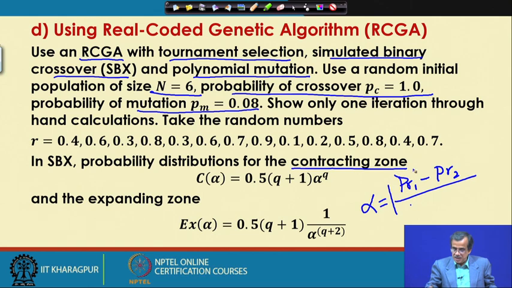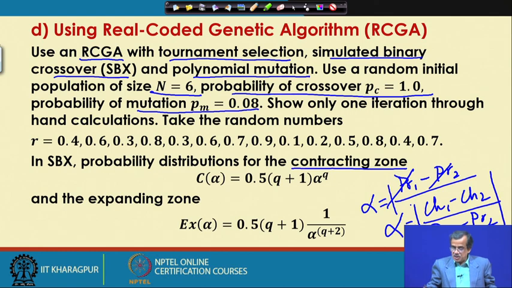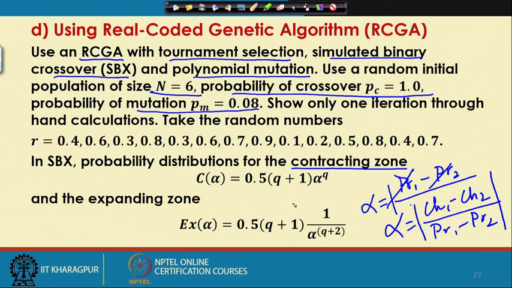Alpha, the spread, is nothing but the difference between child 1 and child 2 divided by the difference between parent 1 and parent 2. So, this alpha is the spread factor, and q is a positive exponent, and its value may vary from say 1, 2, 3 up to a very high value. So, this is the expression for the contracting zone.